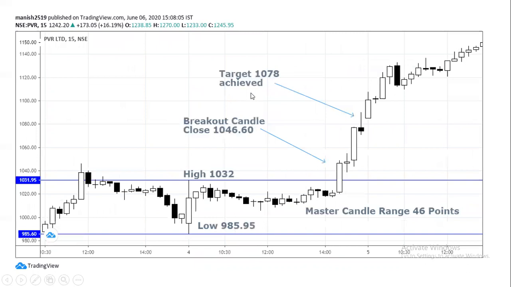Now same setup you can notice in PVR. See, this is master candle. This is consolidation, in fact, healthy consolidation. Up to 2 p.m., PVR is inside master candle. And look at the big breakout. By looking at breakout candle, you can say now bulls are active. Before this big breakout candle, look at the candle size. Small, tiny baby candles. And look at this candle size. Finally, after breakout, we got target in three candles. So this was 45 minutes trade after breakout.